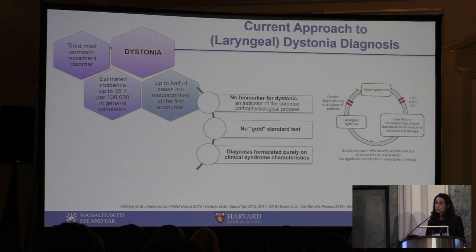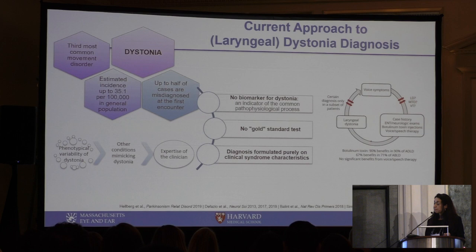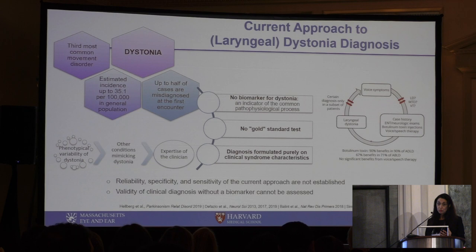Here you see the vicious circle of patients going through different exams and clinicians until the diagnosis is confirmed. Moreover, there is a phenotypical variability of dystonia and other conditions mimicking dystonia, as well as laryngeal dystonia, like muscle tension dystonia, that contribute to this uncertainty. Finally, there is expertise and experience of clinicians that in many cases either makes the diagnosis very fast or delays it for months and years. In any event, the reliability, specificity, and sensitivity of this current approach is not established, and that's true for all forms of dystonia.